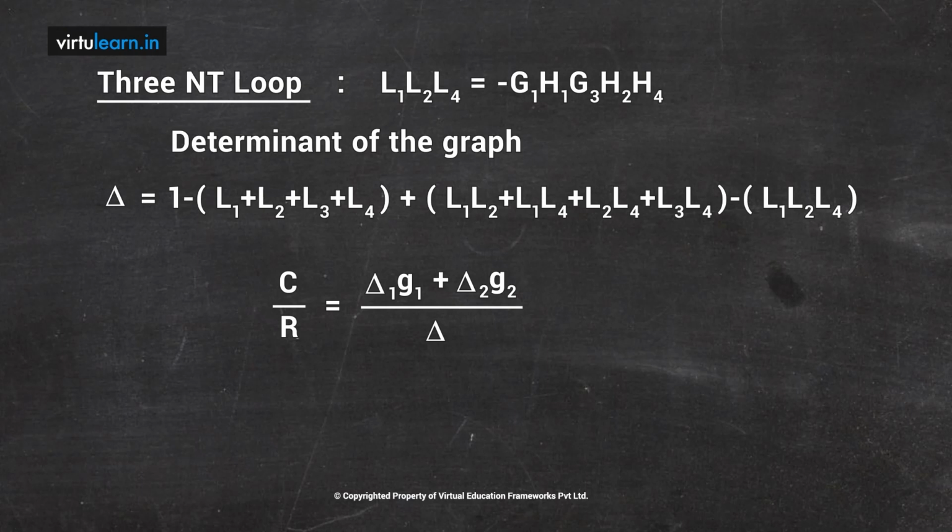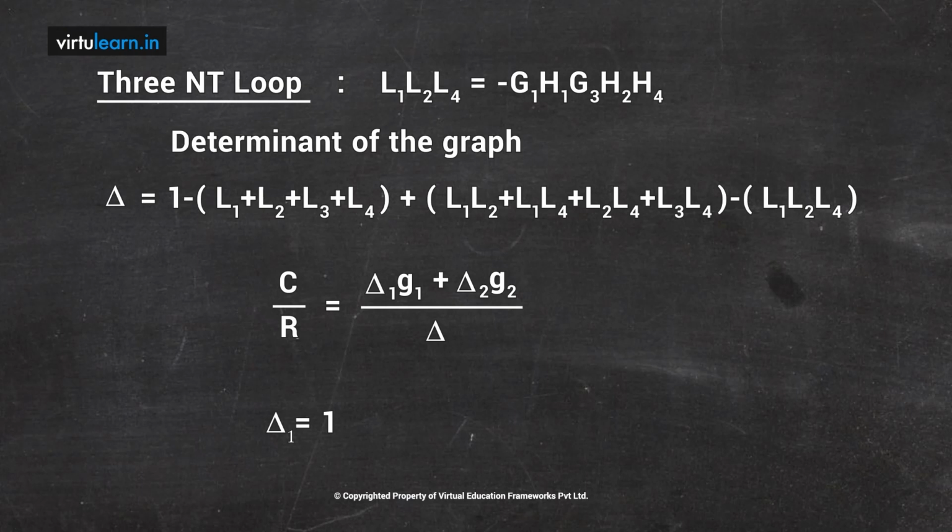What are the numerator terms? In the numerator we have P1, which we can say is G1, G1 delta 1 plus G2 delta 2. What is G? We already got G1. What is delta 1? Delta 1 is the determinant of the graph after removing all the nodes of the first forward path. If you remove all the nodes of this first forward path, no loop exists. When no loops exist, your delta 1 value is 1.